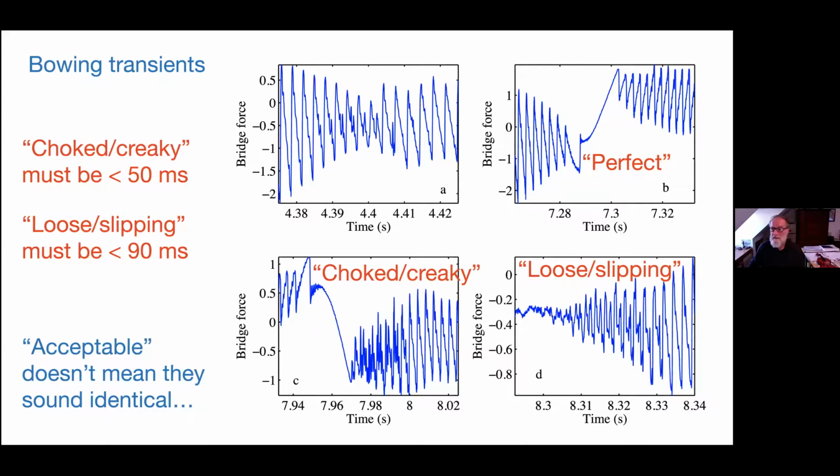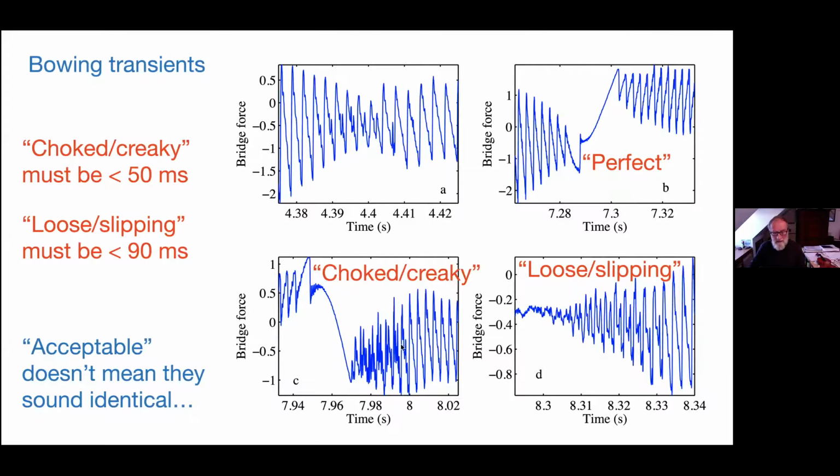So you might have a start that has a bit of double slipping, or you might have a start that has a bit of raucous, scratchy stuff. Knut and Anders describe those as: this one sounds choked or creaky, this one sounds loose or slipping. This is string player speak here. They generated lots of these transients with a bowing machine, and then they got lots of people to listen with headphones and vote for whether this was a good clean transient or not. And they put some numbers on this.